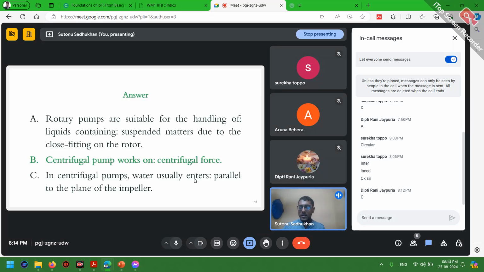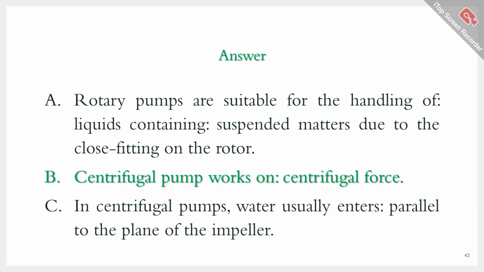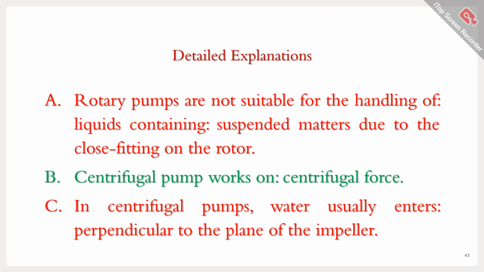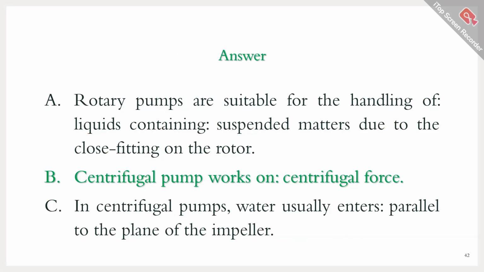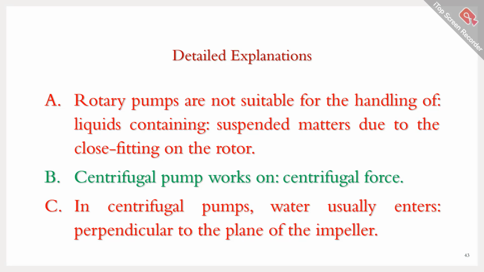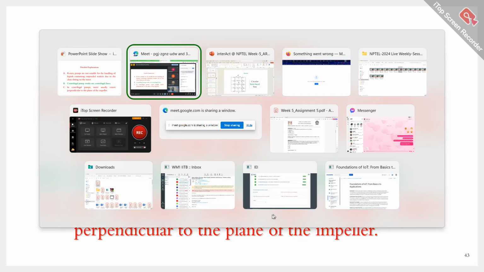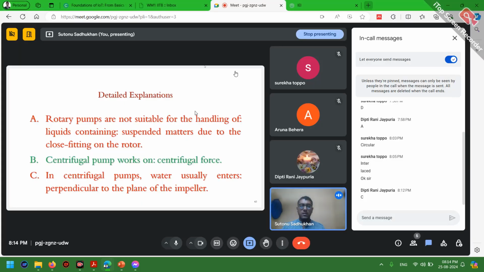But what will happen for the option A and C? What will be the correct version of them? So it is something like this. The rotary pumps are not suitable for handling liquids containing suspended matters due to the closed fitting on the rotor. In the centrifugal pumps, water usually enters perpendicular to the plane of the impeller. Here it was told parallel to the plane of the impeller, which is incorrect. It enters perpendicular to the plane of the impeller.